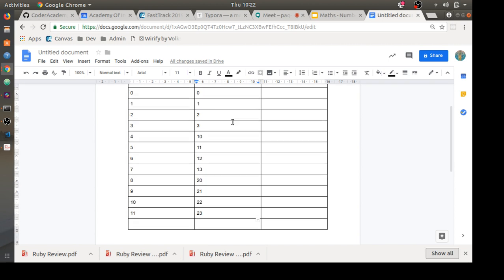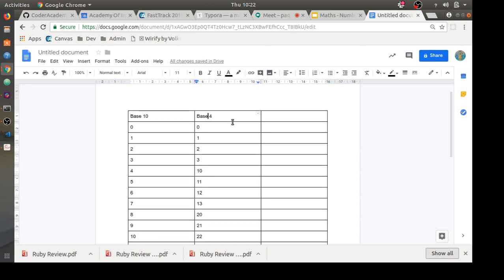What's your next number? 3, 0. That's right. So 12 would be 3, 0, because we have 3 times 4. 3 times 4 is 12, plus 0. So we'll get there. We'll talk about how to translate numbers in base 10 to other bases in just a minute.